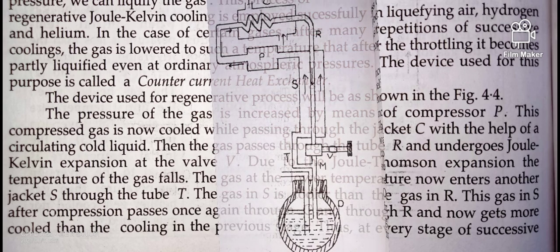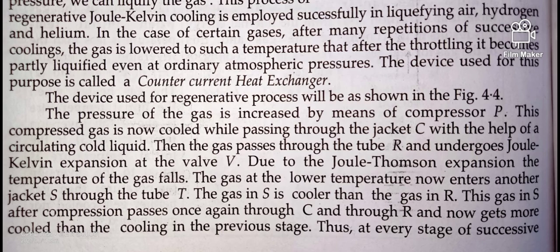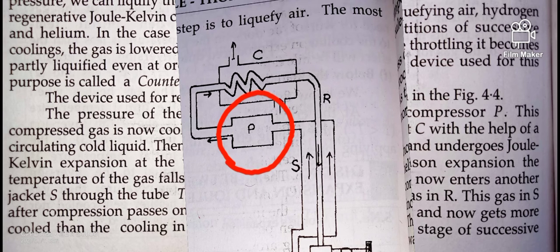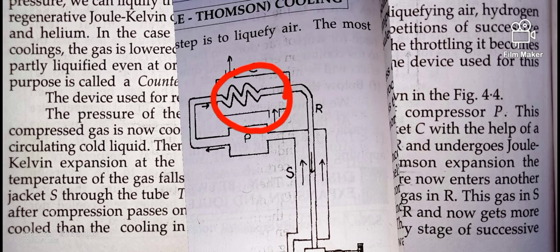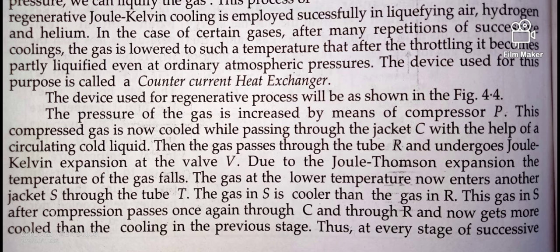The device used for the regenerative process will be as shown in the figure. The pressure of the gas is increased by means of compressor P. The compressor compresses the gas, then the pressure of the gas increases. This compressed gas is now cooled while passing through the jacket C with the help of a circulating cold liquid.